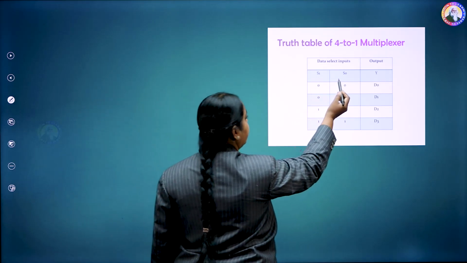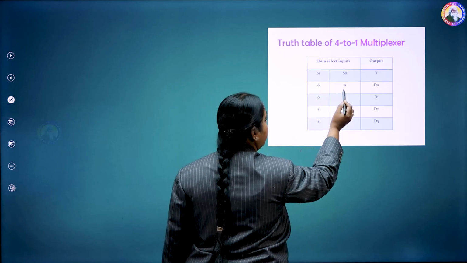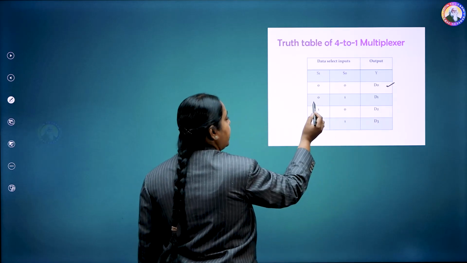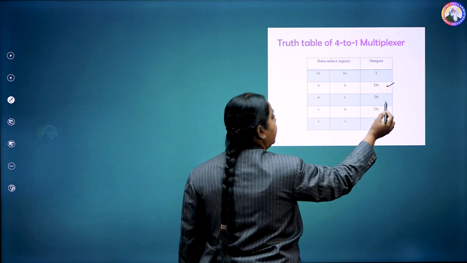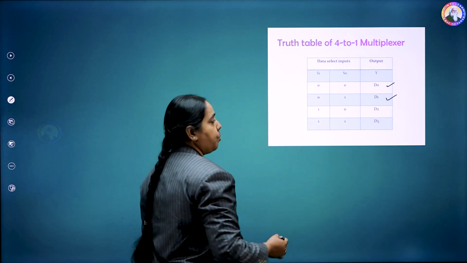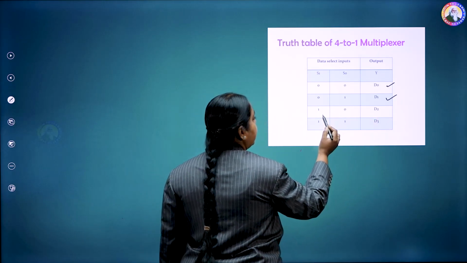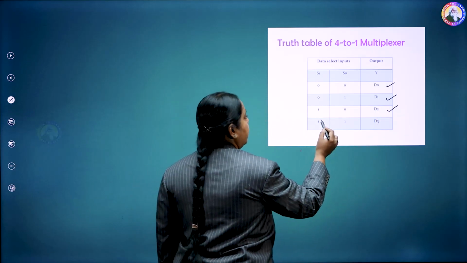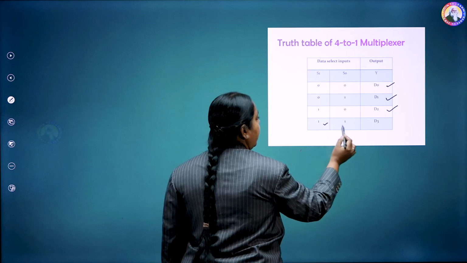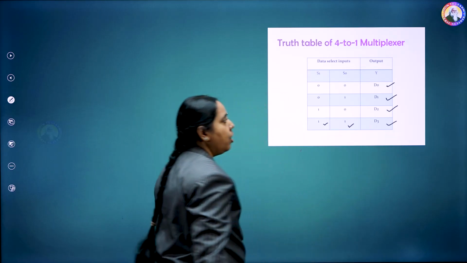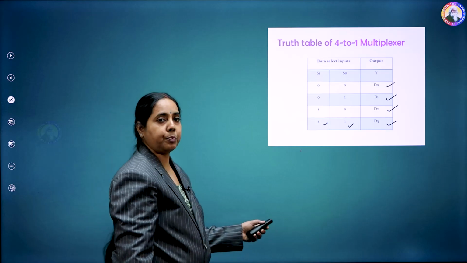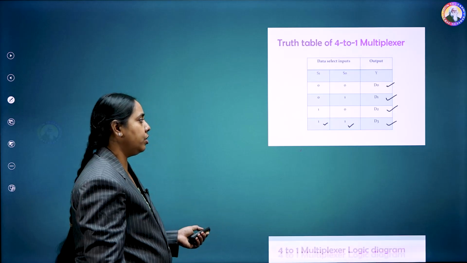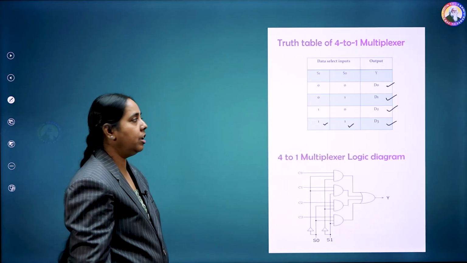So if the select lines are 0 0, then the input that is connected to the output is D0. If the select lines are 0 1, then D1 is the input connected to the output. If the select lines are 1 0, then the input D2 is connected to the output. Next, if the select lines are 1 1, then the input D3 is connected to the output. So this is the truth table with respect to the 4:1 multiplexer. With this truth table, we can draw the logic diagram.